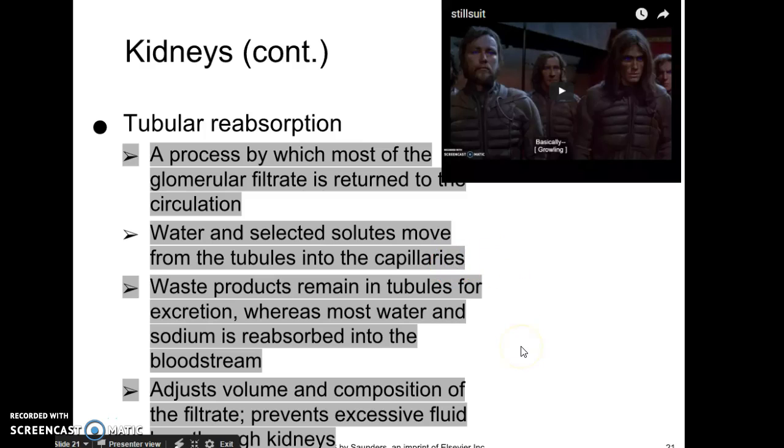The kidneys are able to adjust volume and composition of the filtrate and prevent excessive fluid loss through the kidneys. So they can decide if they need to reabsorb more water or excrete more water.